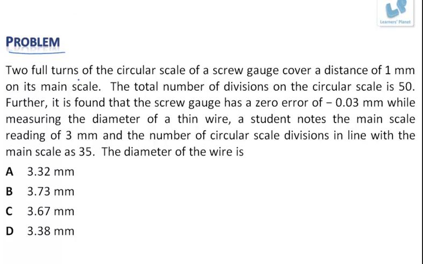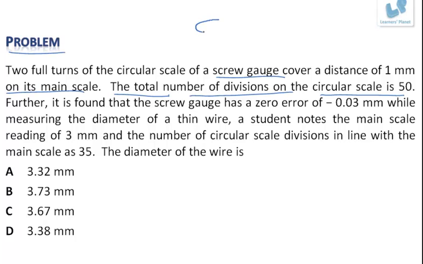2 full turns of the circular scale of a screw gauge cover a distance of 1 mm on its main scale. Now what does that mean? So let us again read. The total number of divisions on the circular scale is 50.